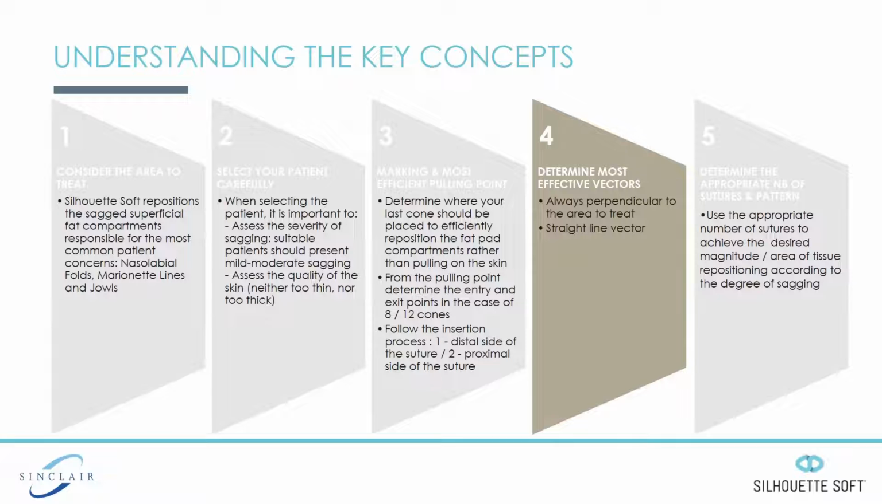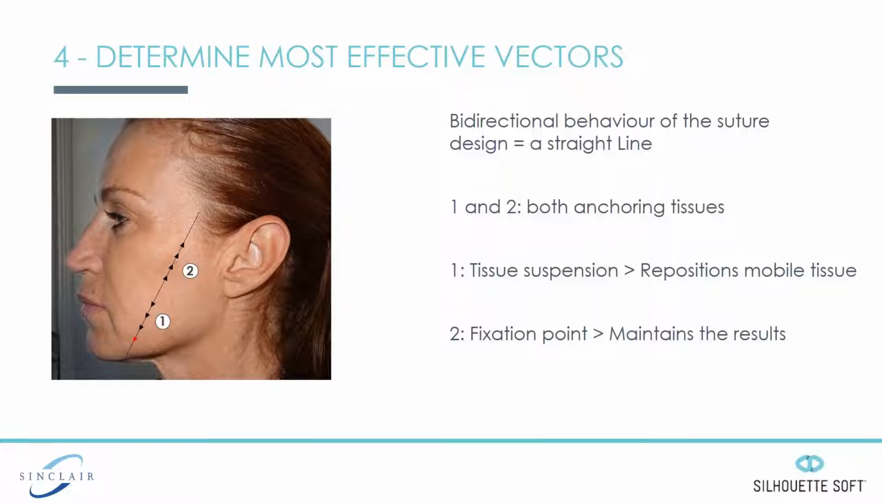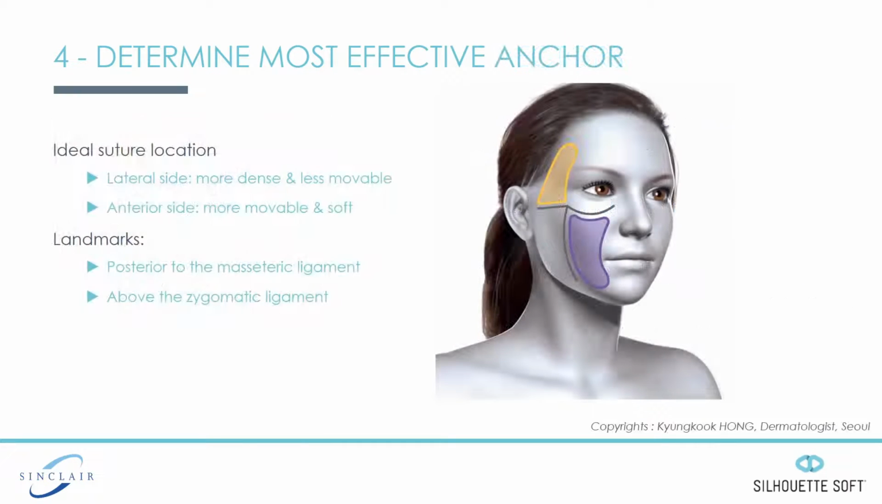The 4th key concept is to determine the most effective vectors. In order to effectively reposition mobile tissues, point 1 here, and fixate the suture to maintain the results, point 2 here, we have to keep the suture bidirectional and as perpendicular as possible to the area we want to treat. To determine the ideal placement of the suture, the anchoring part should be in the more dense and less movable tissue, always posterior to the masseteric ligament and above the zygomatic ligament, the yellow area in the picture, and the repositioning part always placed in the soft and movable tissue, the purple area in the image.